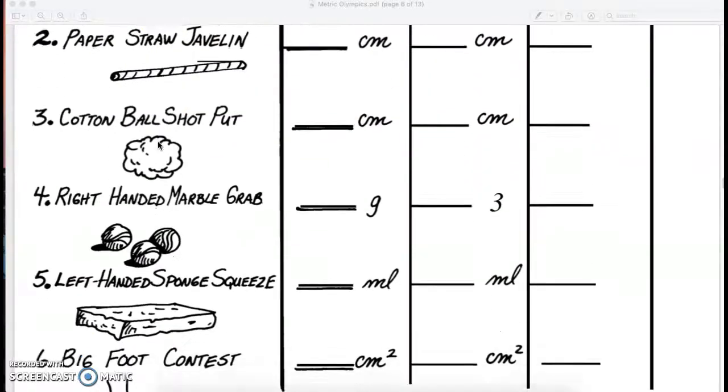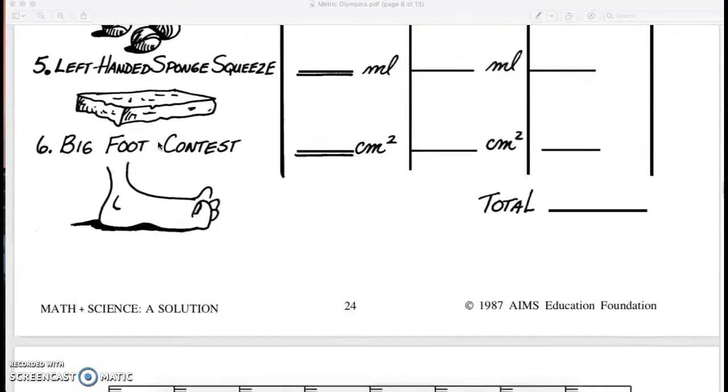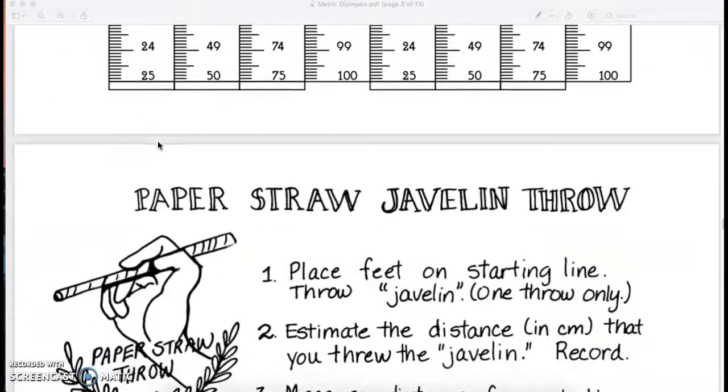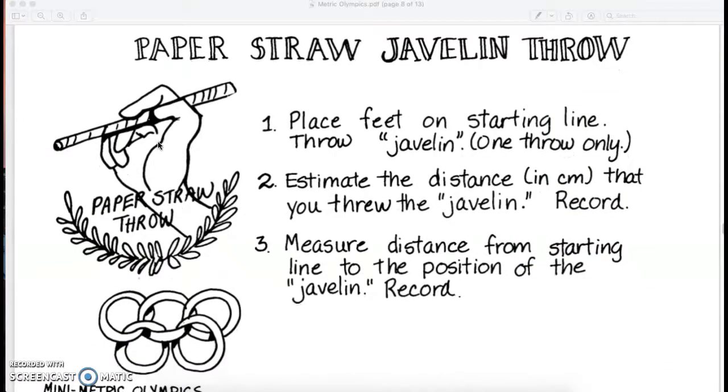So let's take a look at our first contest, and I'm going to explain what happens. It says paper straw javelin throw. So place your feet on starting line. Now that starting line just needs to be a place that you mark where you're going to measure from. You throw the javelin, so you throw your paper straw, and you do it once. Then you estimate the distance in centimeters. You just need to guess how far you think that you threw the javelin, and then you record it. And then you measure the distance from the starting line to the position of the javelin, where it actually landed.